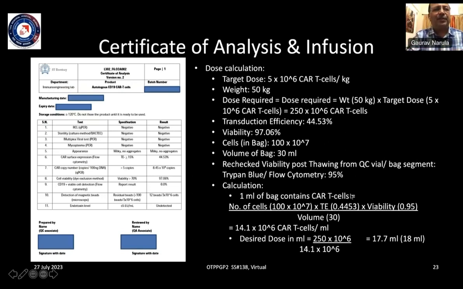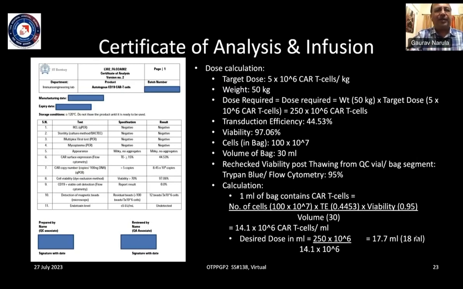Once we thaw the vial, we check the viability again, generally by trypan blue at the bedside. It is available immediately, and we also send it for flow cytometry, but we can check by trypan blue at the bedside. And let's say this time it comes to 95%. So then we know that 1 ml of the bag contains so many cells: number of cells multiplied by transduction efficiency multiplied by viability, and divided by volume, which is 30 ml, will give you the number of cells per ml. And then for the desired dose, we can divide 250 million, which is the desired dose, by 14.1 million, which is there in each ml. Then we know that the dose which we have to give is 17.7 ml or 18 ml from the bag.